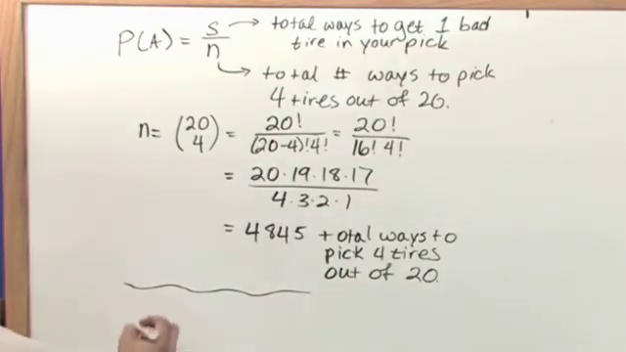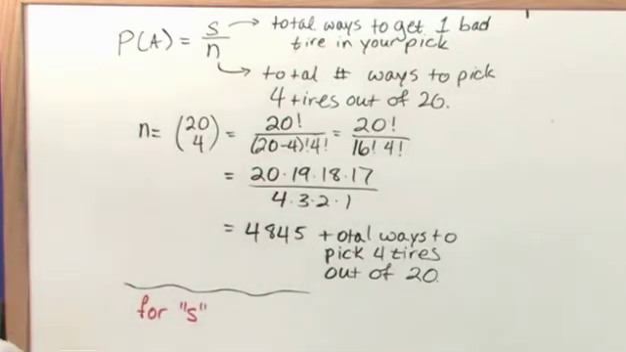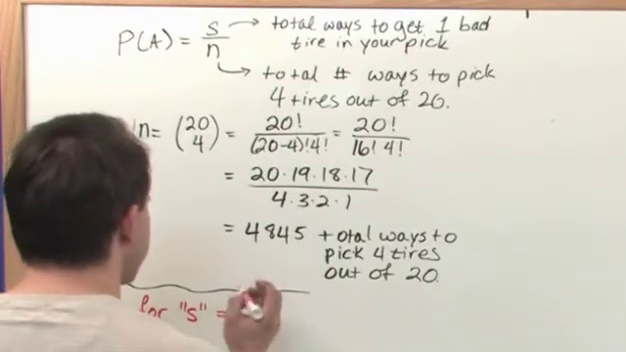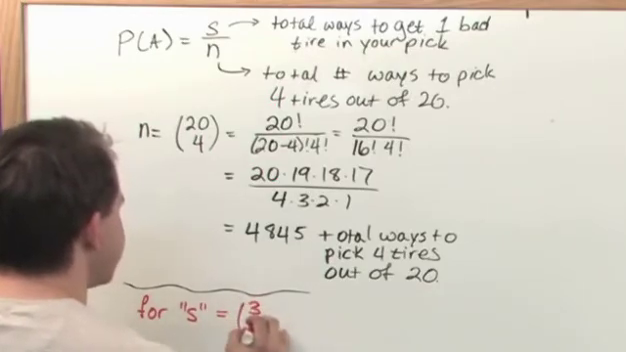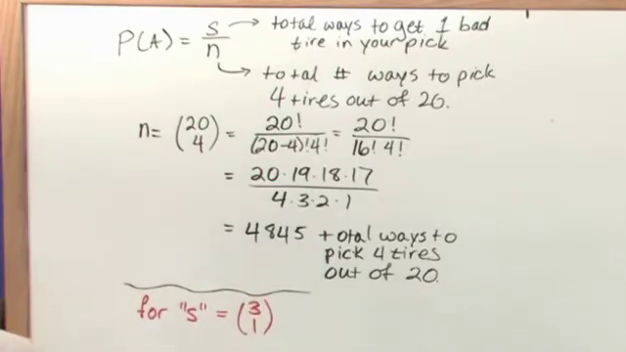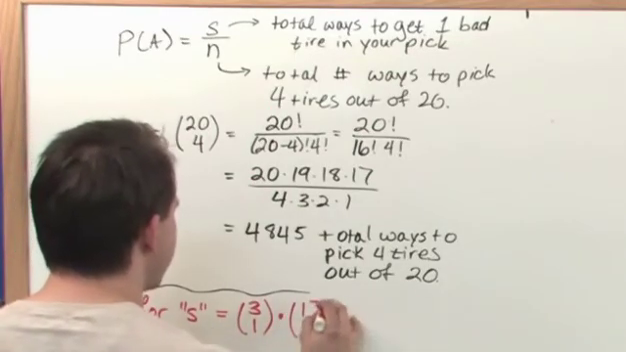Now, for S, which is the number of ways I can get my success, and by the way, my success is the probability that I will get 1 defective tire in my pick, okay? What I need to do is figure out the total number of ways that I can get 1 tire that is bad in this pick of my 4 tires, okay? The way you do this, I'm going to write it down and we're going to talk about it, okay? It's going to be, out of 3 defective tires, I pick 1, that many combinations, times out of 17 remaining tires, I pick 3, okay?